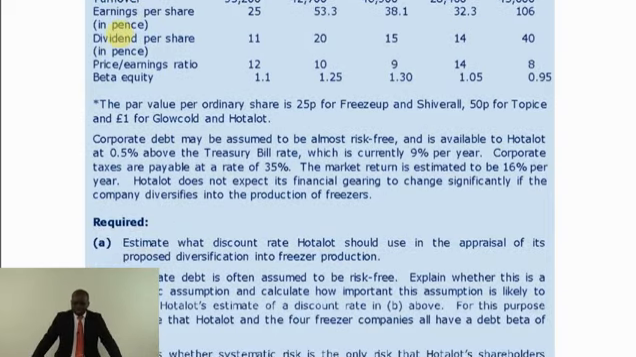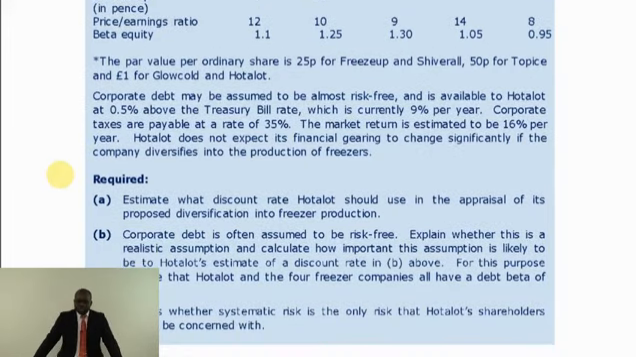Corporate debt may be assumed to be almost risk-free and is available to Hot Alot at 0.5 above the Treasury bill rate, which is currently 9% per year. Corporate taxes are payable at a rate of 35%. The market return is estimated to be 16% per year. Hot Alot does not expect its financial gearing to change significantly if the company diversifies into the production of freezers. Estimate what discount rate Hot Alot should use in the appraisal of its proposed diversification into freezer production.